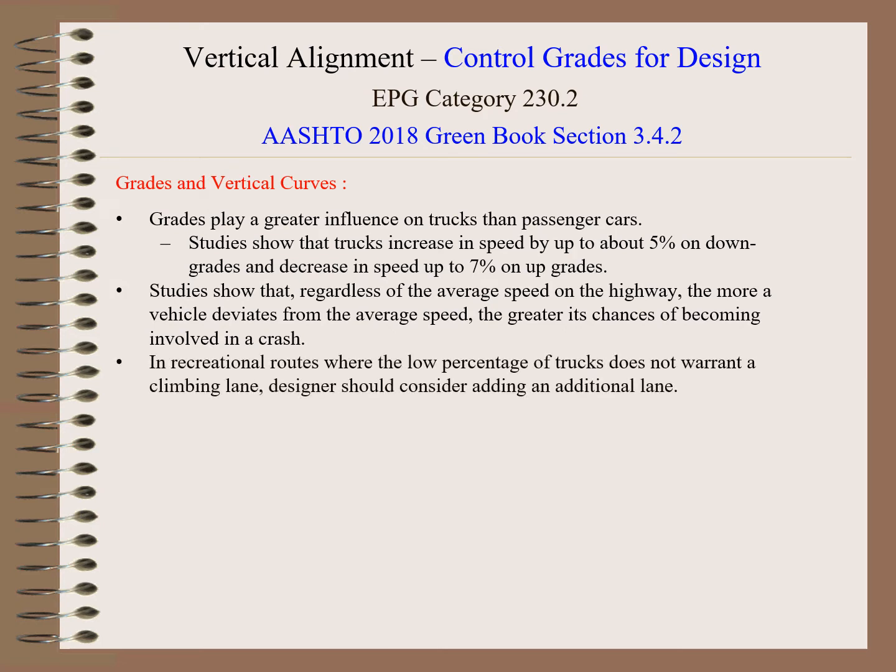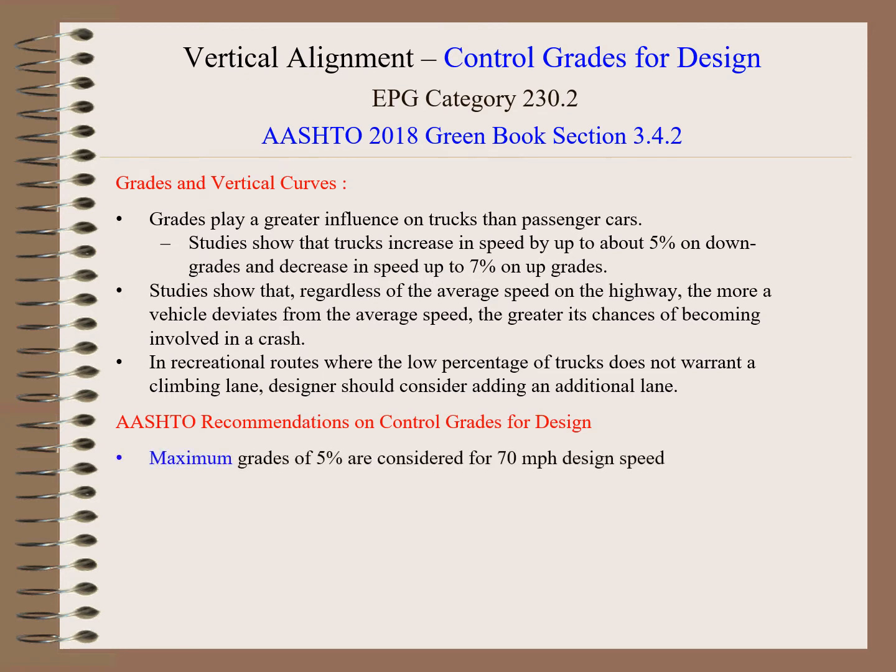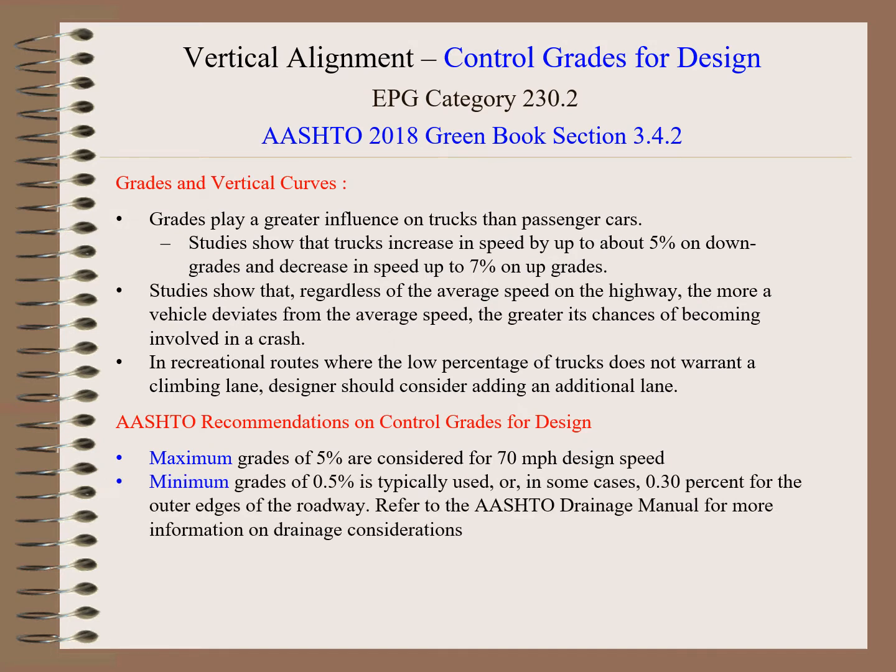In recreational routes where a low percentage of trucks does not warrant a climbing lane, designers should consider adding an additional lane. AASHTO recommendations on control of grades for design: maximum grades of 5% are considered for 70 mile per hour design speeds. Minimum grades of 0.5% are typically used, or in some cases 0.3% for outer edge of roadways. Refer to the AASHTO Drainage Manual for more information on drainage considerations.